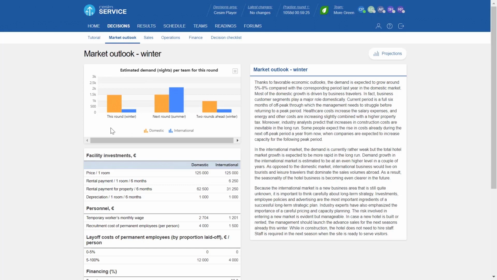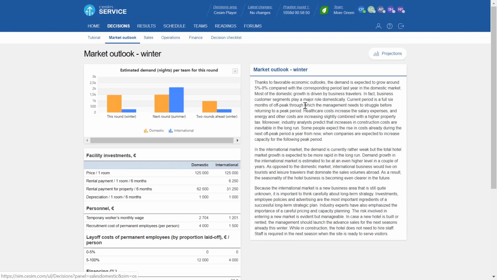seasons. So the first season that we are meeting here is the winter season, and here we can see the estimated demand for the winter season per team. Then for the summer season it's this much, and then the following winter it's about this much, and then the blue bar shows the expected average demand per team for the international market. But as said, we don't have any operation in the international market yet, and we don't have to go international if we don't want to, but we can as an option.